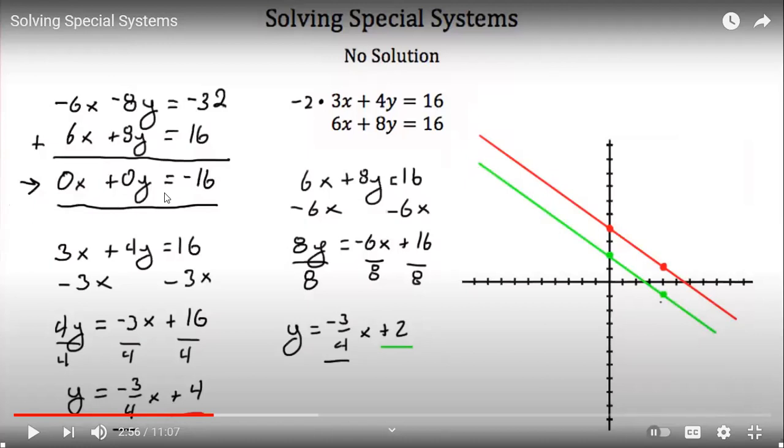Nihad: It's not correct because 0 equals negative 16. How come? 0 is not equal negative 16. Then we can say that there is no solution. We can't find any point that will satisfy both two equations together. So this is the first way which he used here.